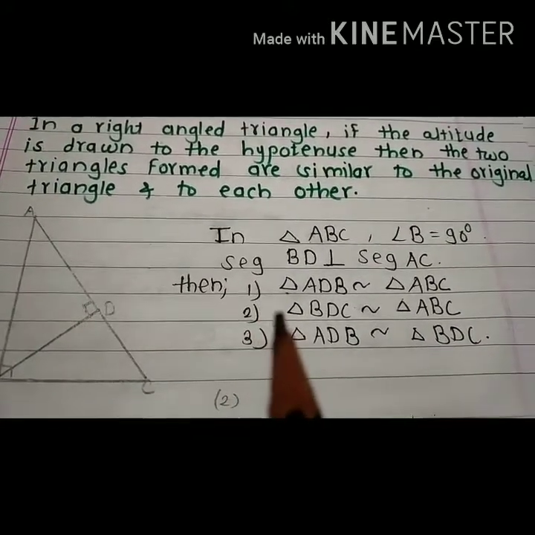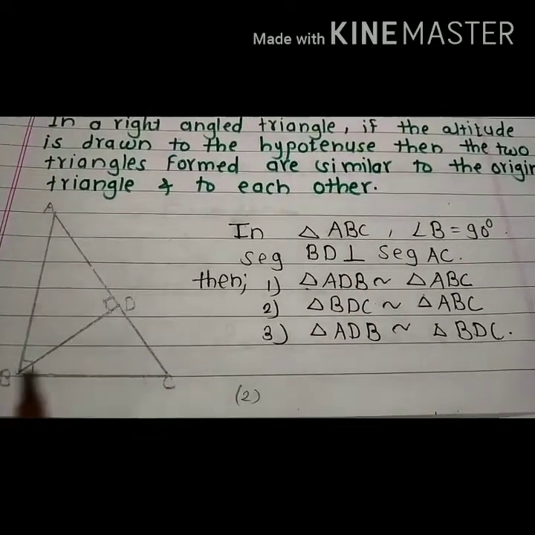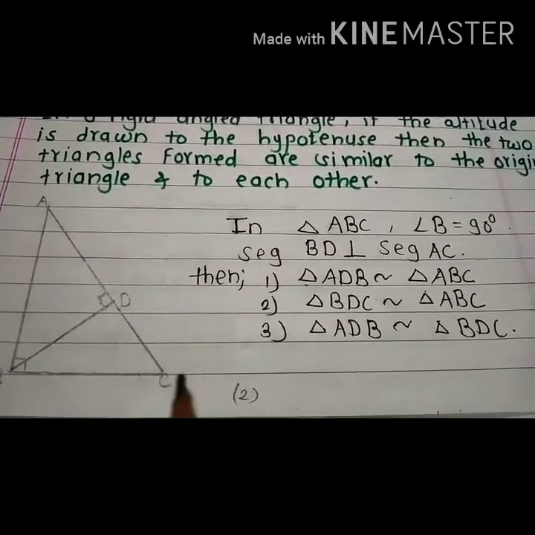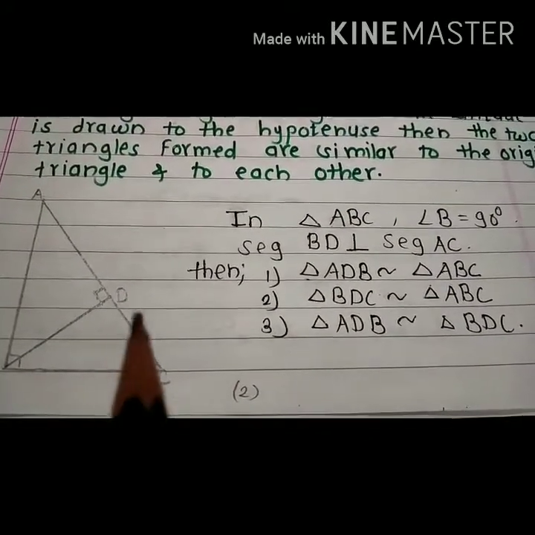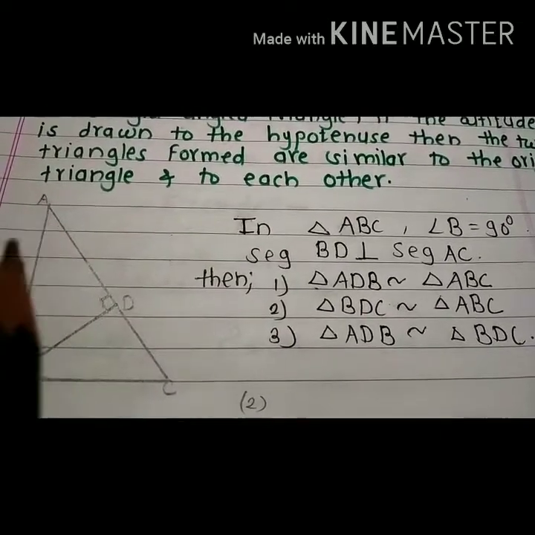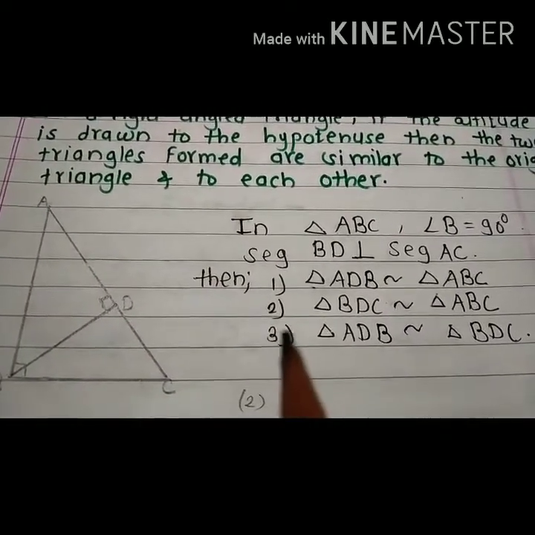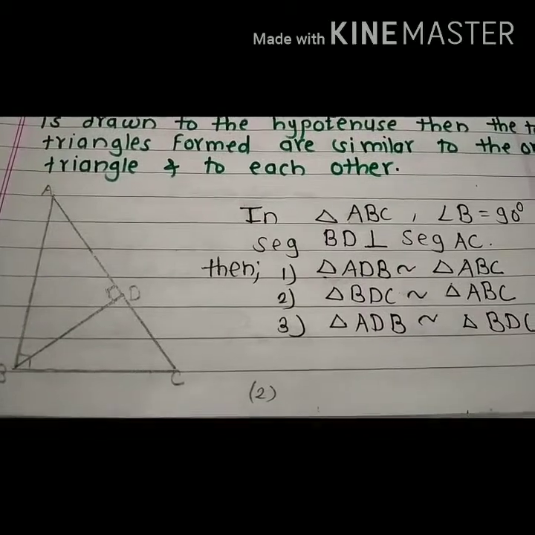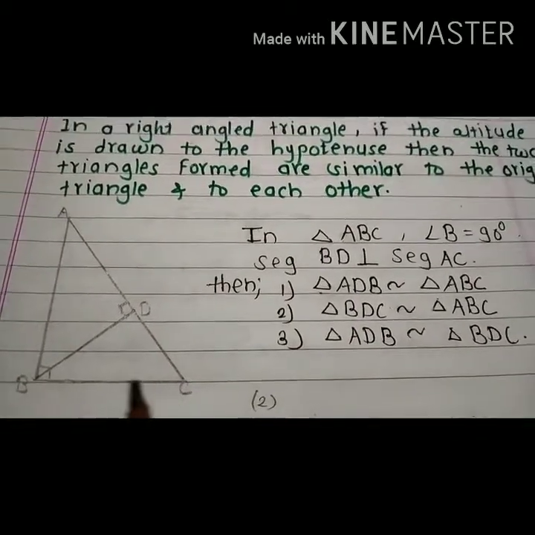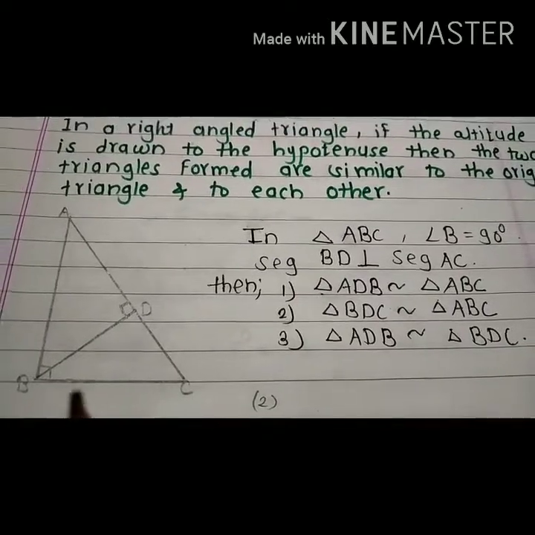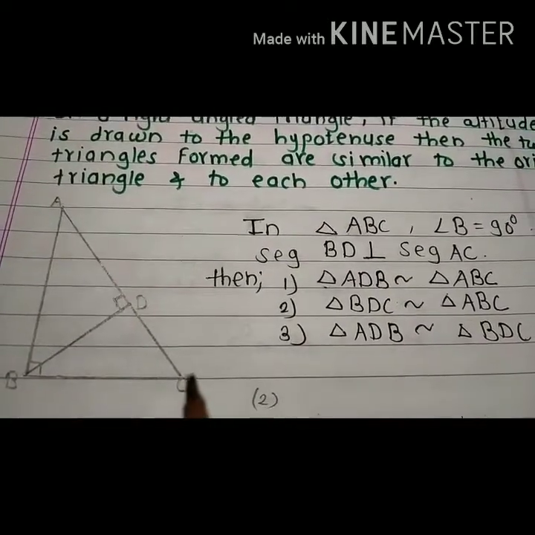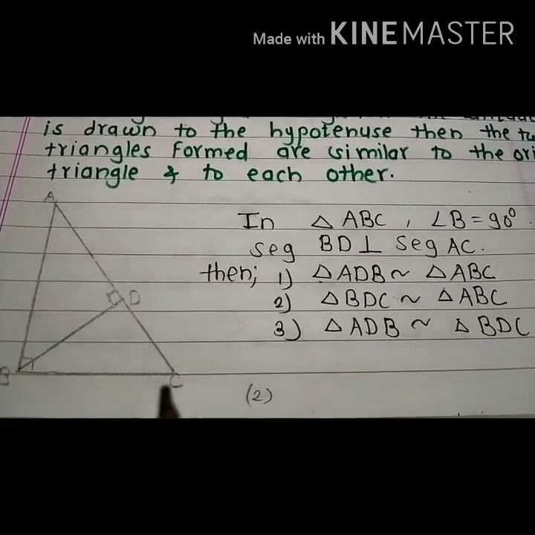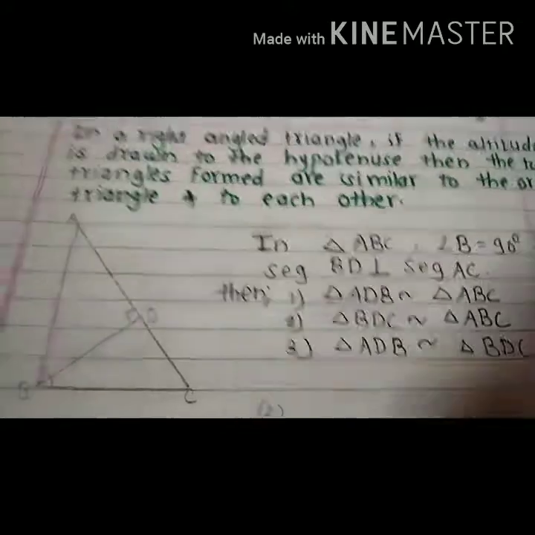Then first see here, triangle ADB is similar to triangle ABC. Second is triangle BDC is similar to triangle ABC. And third property is triangle ADB is similar to triangle BDC. Means in a right angle triangle, if we draw an altitude to the hypotenuse, then the two triangles formed are similar to the original triangle and to each other.